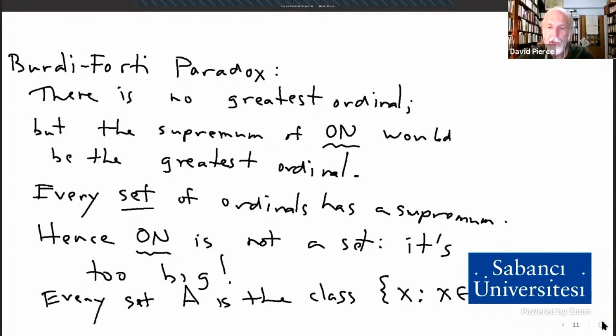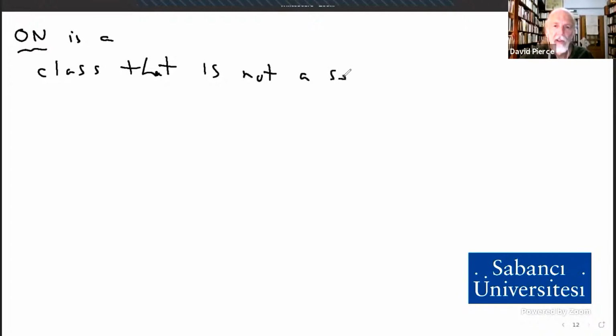Next page. ON is a class that is not a set. Maybe you may know the Russell paradox. All these letters stand for sets, right? In our definition, ordinals are sets. In fact, in set theory, all these variables stand for sets, and every element of a set is a set, because that's all you need for set theory.